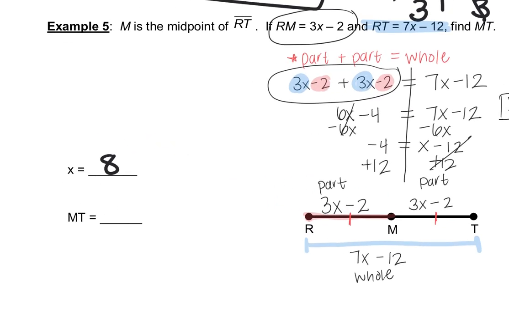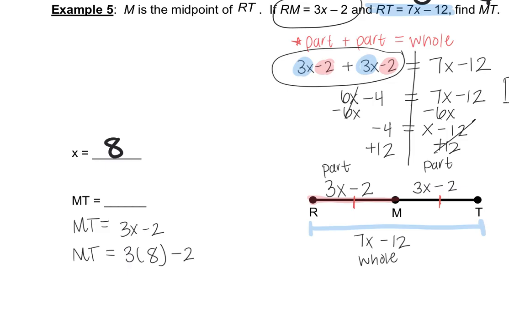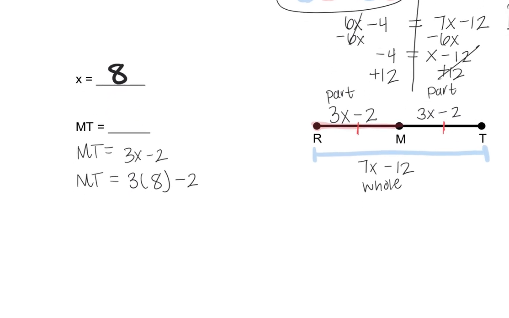Ok, let's go on to the last part. I want MT, which is what I'm missing. Let's do our last part. MT is what I'm looking for. Okay, I do know that MT represents 3x minus 2. We deduced that based on the information that was given to us. So I know MT is equal to 3x minus 2. So I'm going to replace x with 8. So MT equals 3 times 8 minus 2. Wherever I see an x, I'm going to replace it with 8.